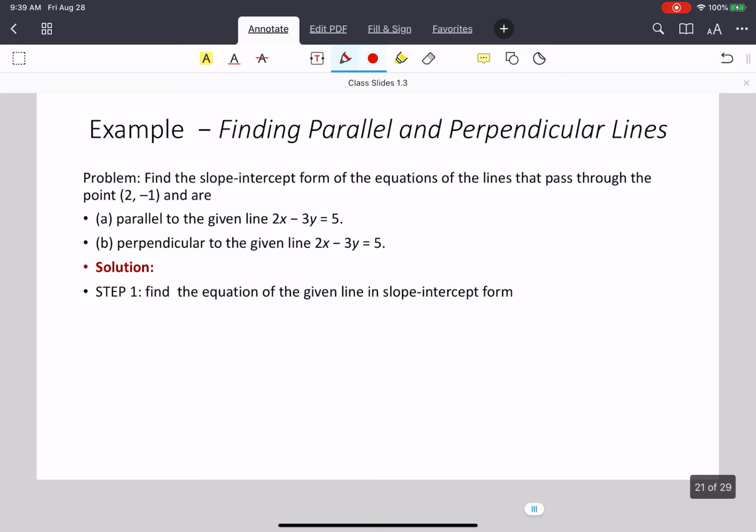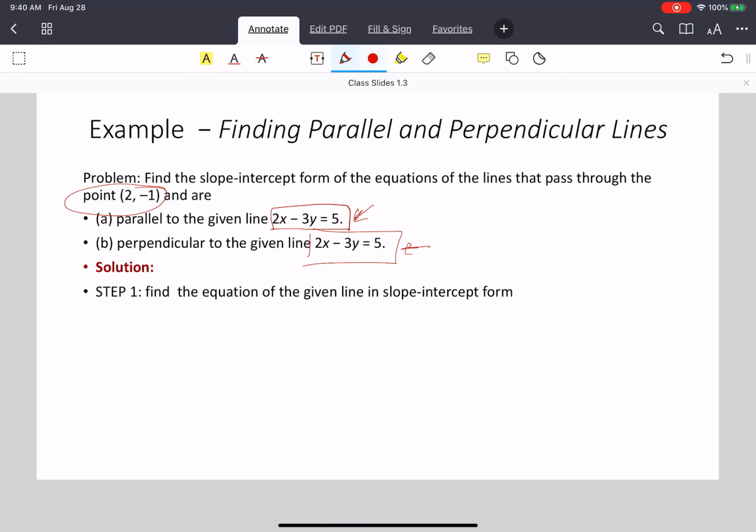Alright, so then here's a problem. Find the slope-intercept form of the equations of the lines that pass through the point 2 comma negative 1 and are parallel to the given line 2x minus 3y equals 5, and perpendicular to the line 2x minus 3y equals 5. So we're going to find 2 equations that pass through 2 comma negative 1, one parallel to this line, and one perpendicular to this line. Okay, 2 situations. All right, so step 1.